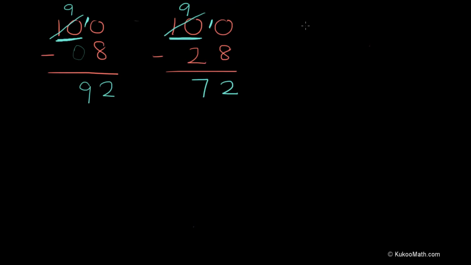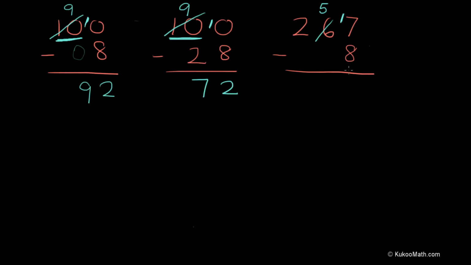Let's try another example. 267 minus 8. Let's look at the ones column. And since we can't subtract 7 minus 8, we're going to look to the next column to borrow a number. Here, we can treat the tens column just as one column. We're not going to say 26. So we're going to cross out the 6 only and put a 5 here. And then put a 1 here.